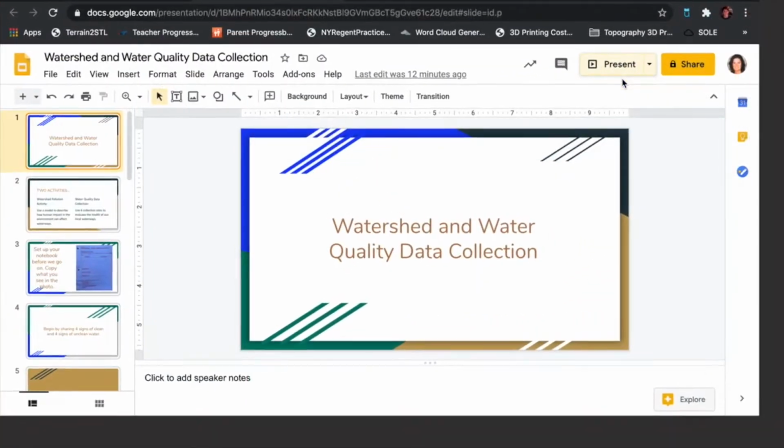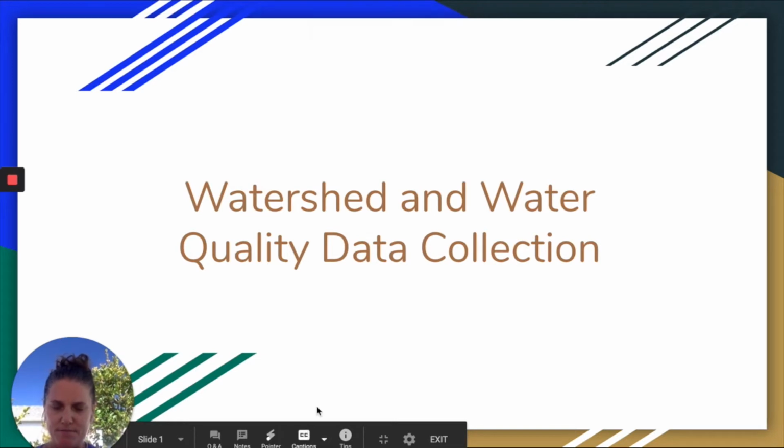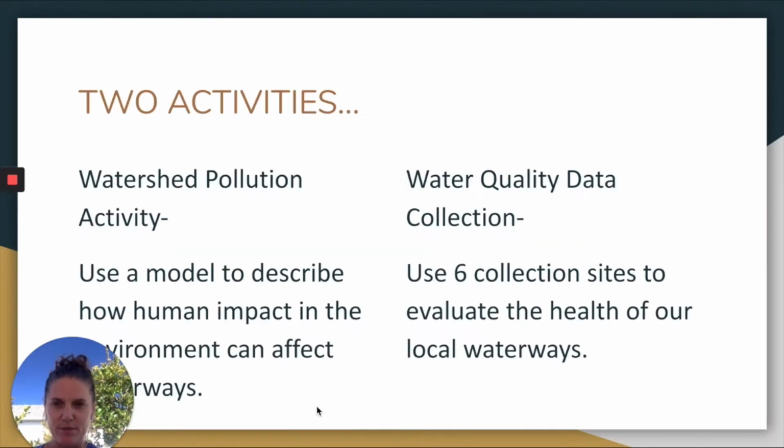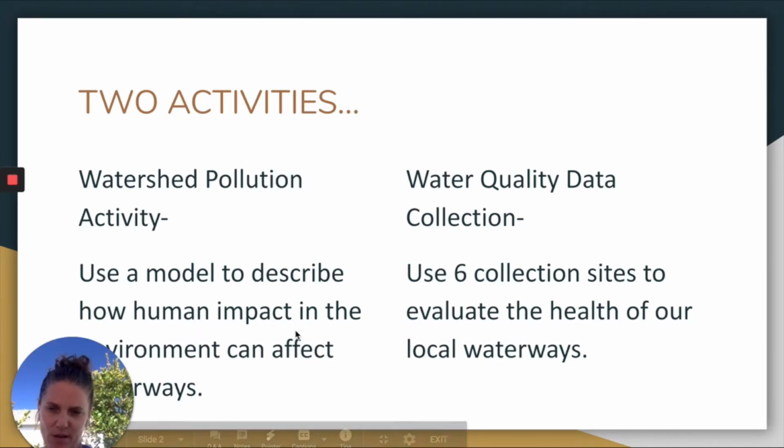Okay, so to give you a little bit of information about what you're going to be looking at, I have a quick little presentation for you. The two activities we're going to be working on, watershed pollution activity, is one in which we will be using a model to describe how there is human impact in the environment and that can affect waterways. So that activity we'll be doing together in class. The other one we'll be doing together in class is the water quality data collection, in which we will have 6 different collection sites that will help us evaluate the health of our local waterways.